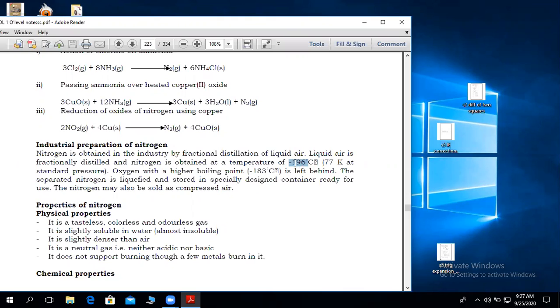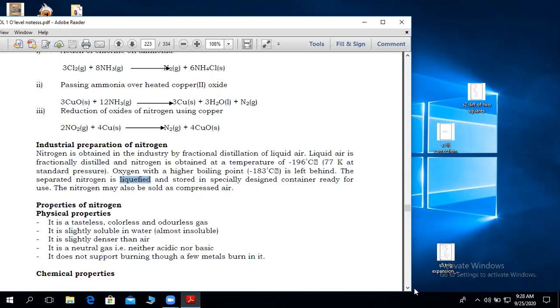So the gases are first liquefied, or made to be liquids, and then they are separated by boiling, by fractional distillation, because they have different boiling points. Remember, that is a common question also.